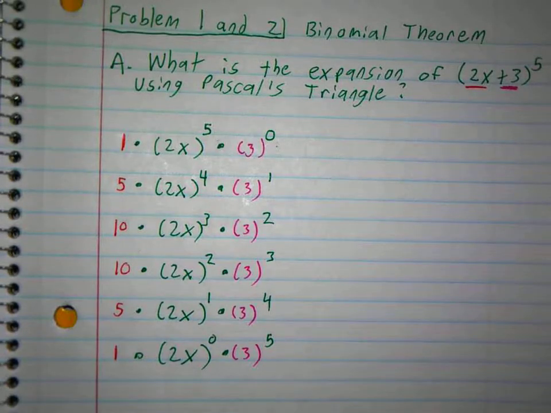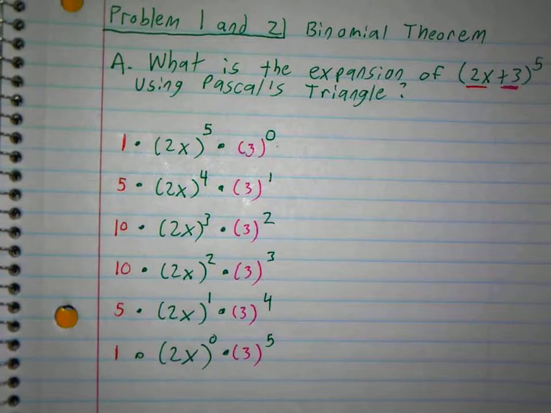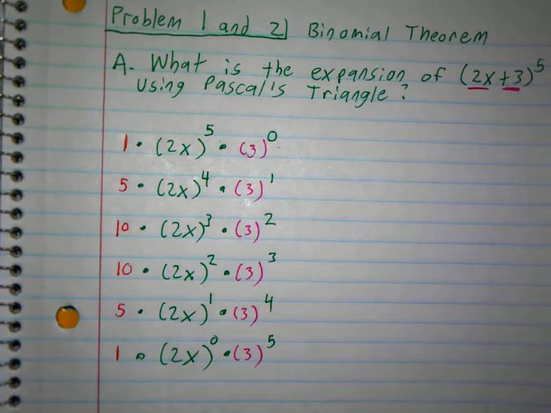A few things to keep in mind to make this easier. What is anything to the 0 power? Incorrect. Anything to the 0 power is always 1. And anything times 1 is itself, right?